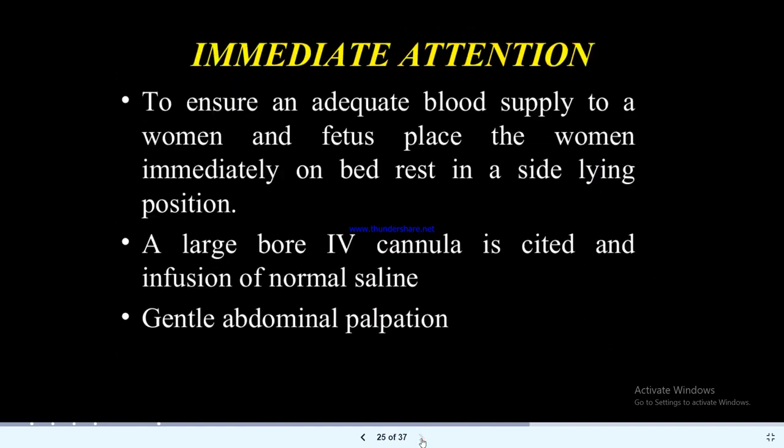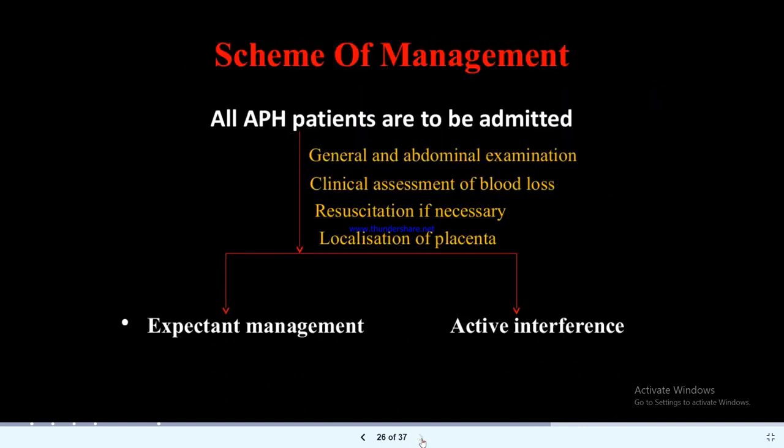Immediate attention. To ensure an adequate blood supply to the woman and fetus, place the woman immediately on bed rest in a side-lying position. A large bore IV cannula is sited and infusion of normal saline started, with gentle abdominal palpation.